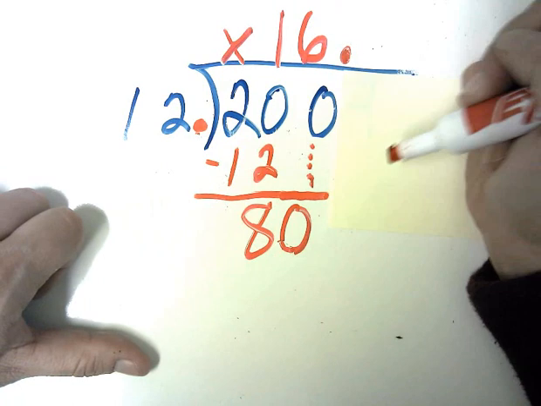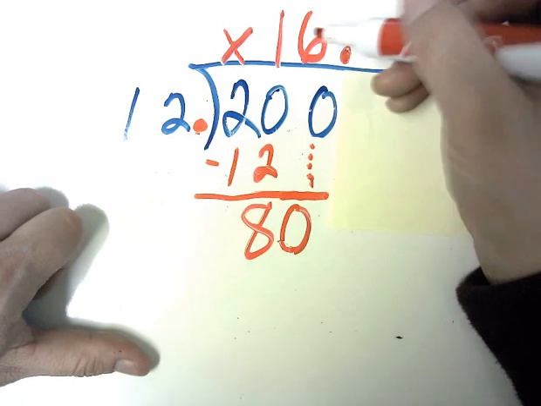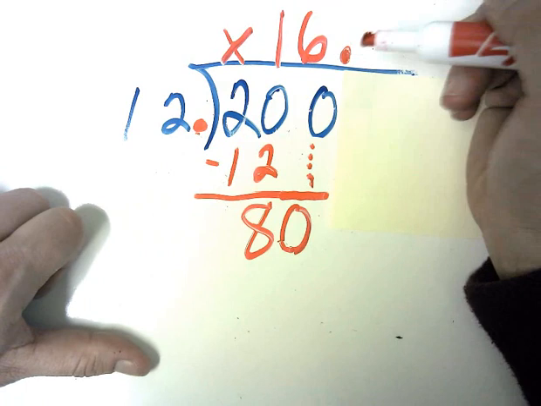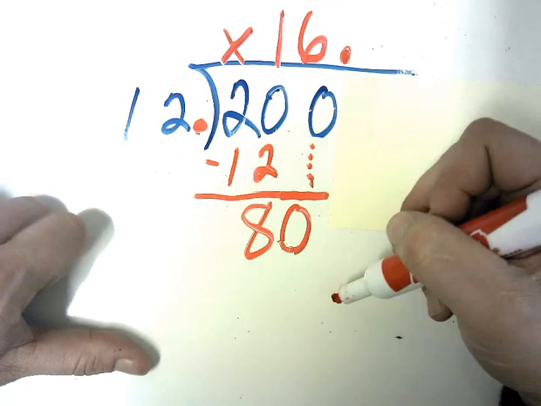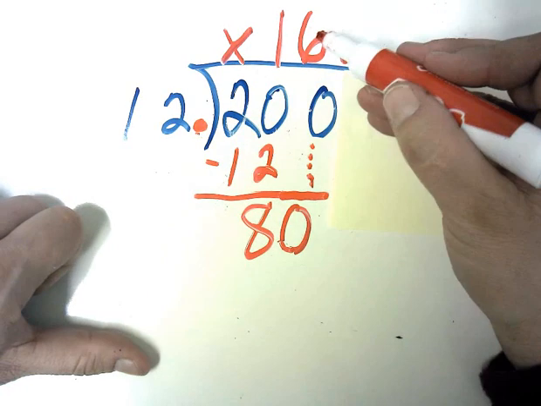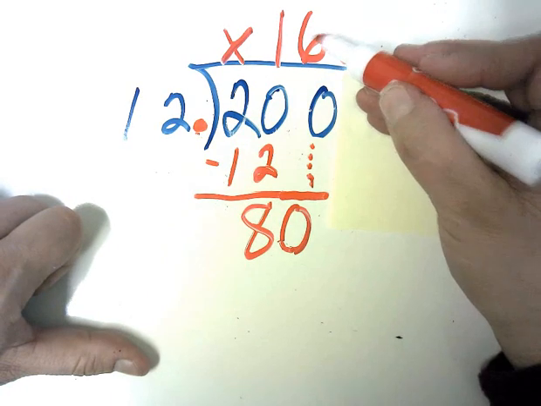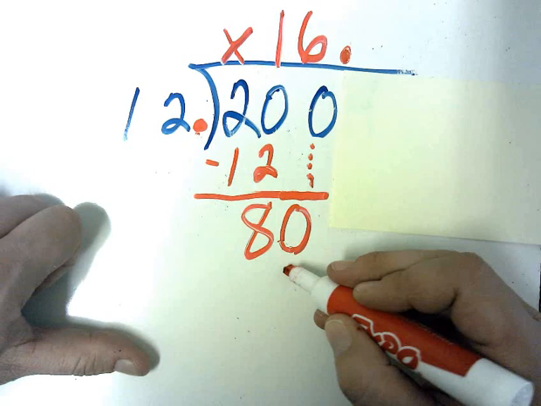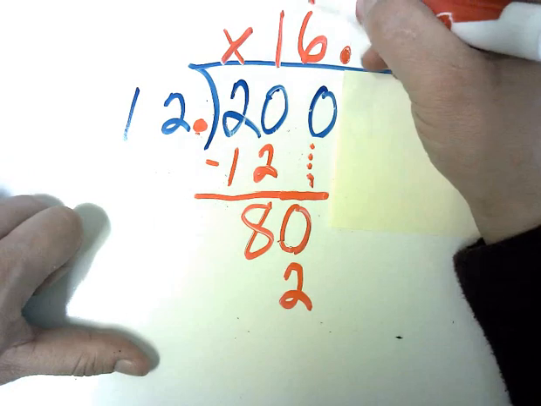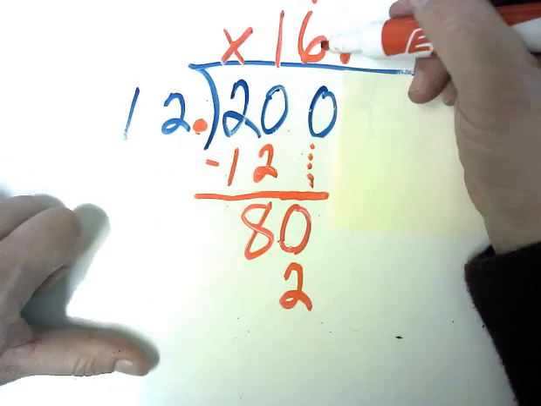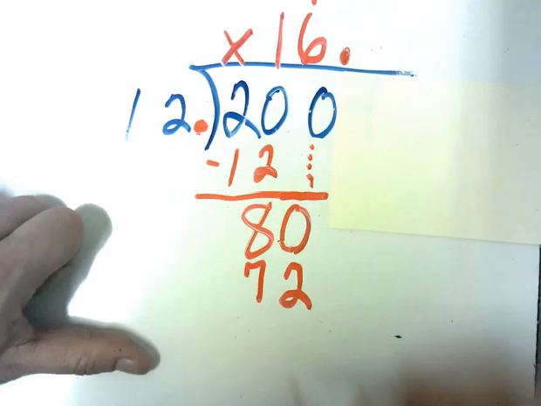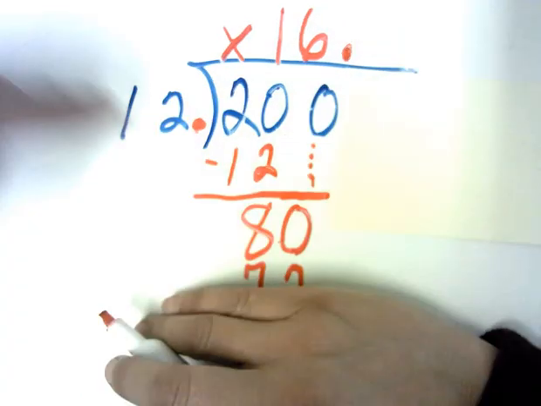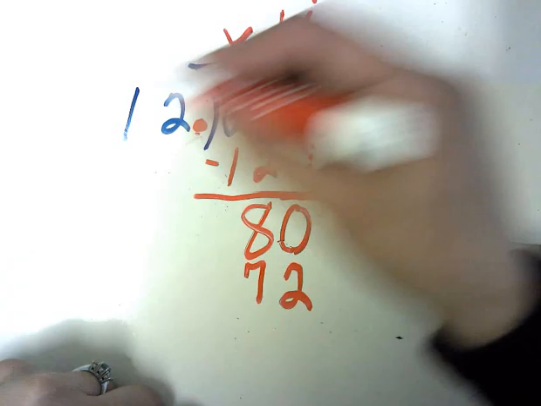6 times 2 is 12. Put the 2 here. I'm going to carry that 1, or carry the 10, however you want to say it. 6 times 1 is 6, plus 1 is 7. So what did I just do? I did my division and put my answer there. Then I multiplied. You can do that check as well. Now I'm going to subtract. And again, I'm left with 8. If I count up from 72 to 80, I'm going to have 8 left.